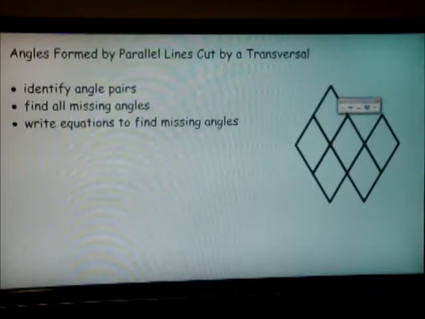Next we're going to talk about angles formed by parallel lines cut by a transversal. In class we talked about this a little bit, so if we covered the first two examples in class, feel free to just see if you can answer the questions.